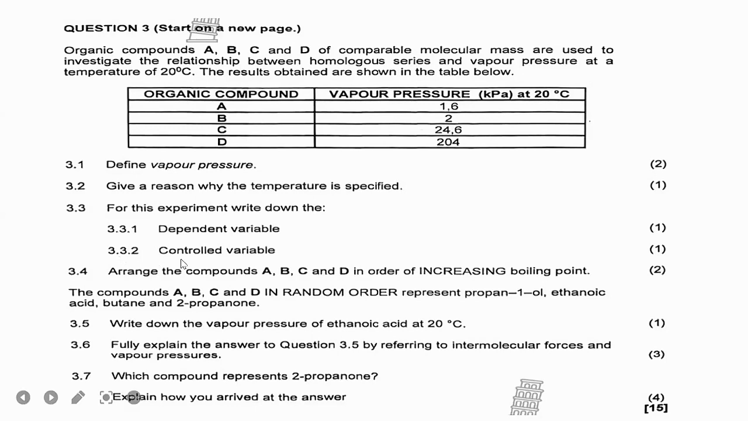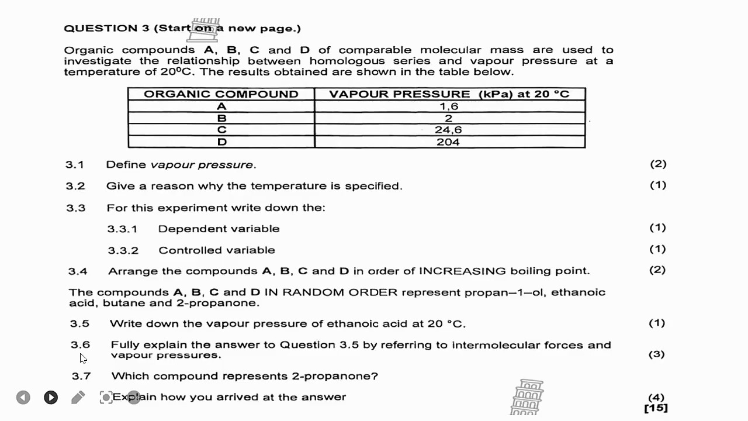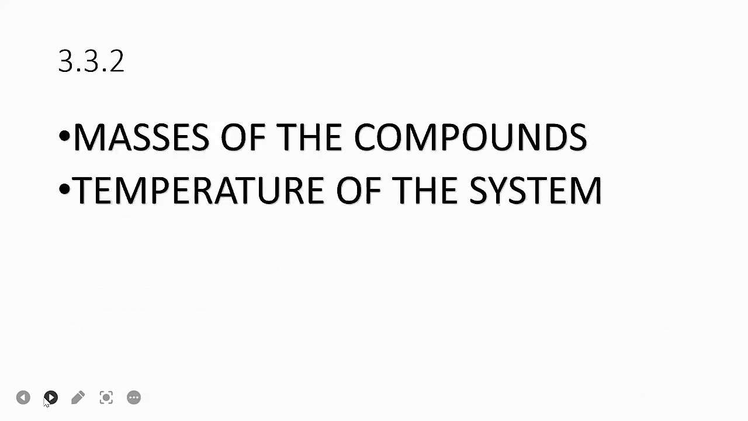Then 3.3.2, the control variable. This is the variable that has been kept constant in this investigation. And then we've already stated that the vapor pressure was for 3.3.1. And for 3.3.2, the ones that have been kept constant are the masses of the compounds and the temperature of the system, right? Almost got me confused there.